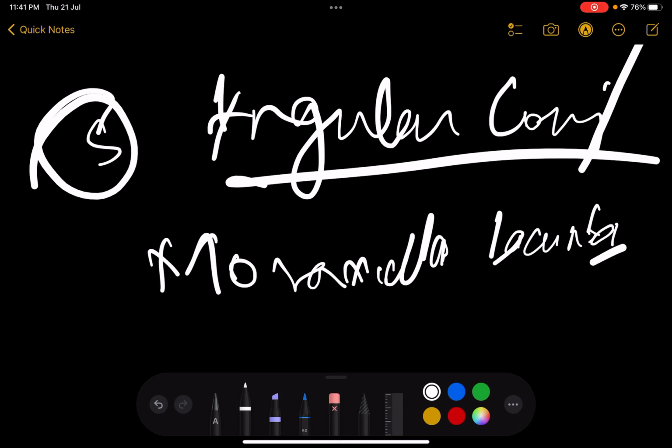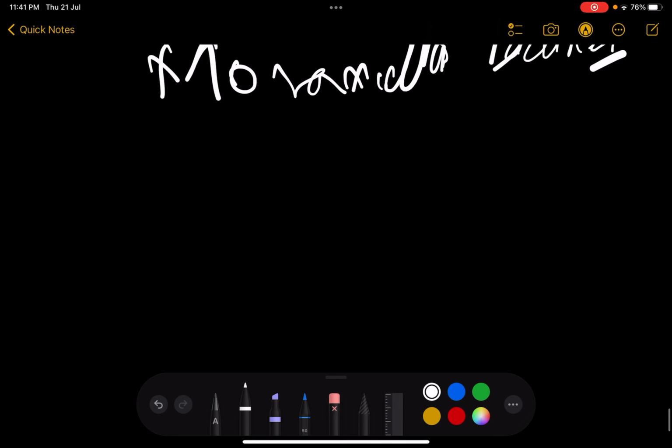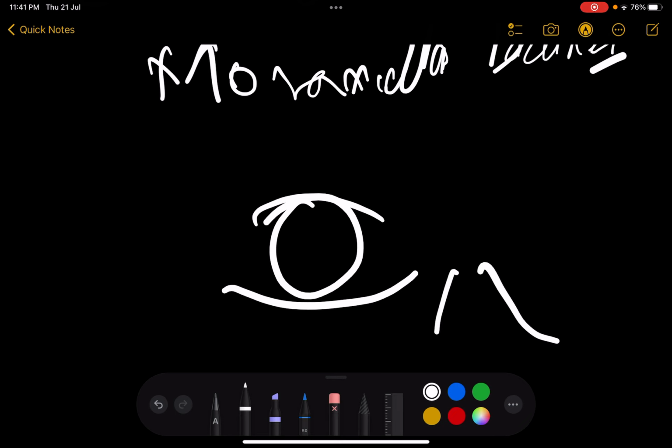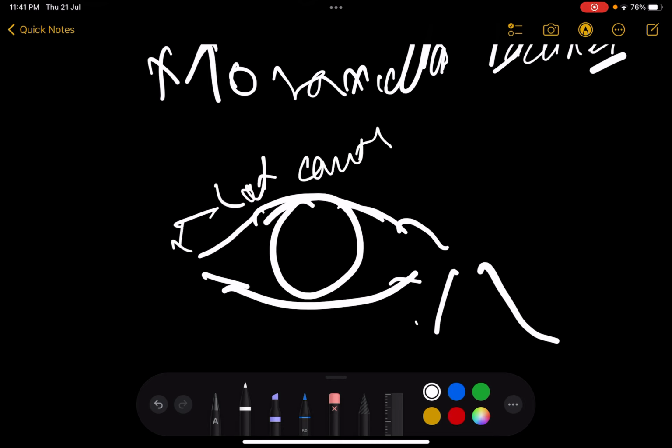Do you think I've been saying some crap? No, look at this. Now let me just go directly into it. This is your eye, this is your nose. This is your eyeball, this is your lateral canthi, this is your medial canthi. Let's look at the lateral canthi. This is the lateral canthi.